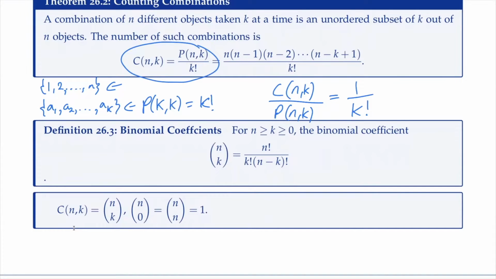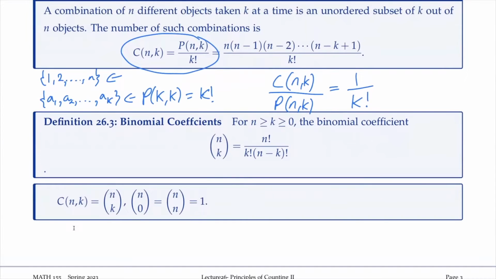Okay, so this C of n and k is written in this form here, where we have this long bracket here and an n and a k.